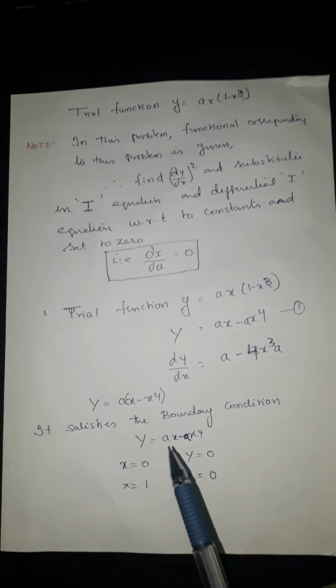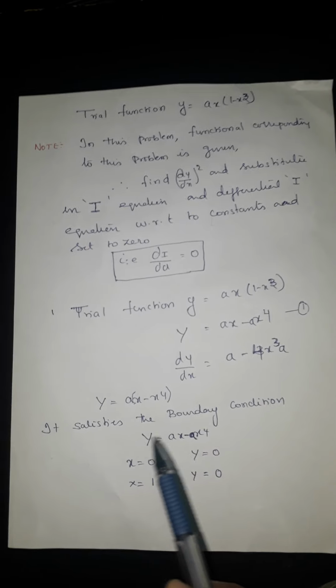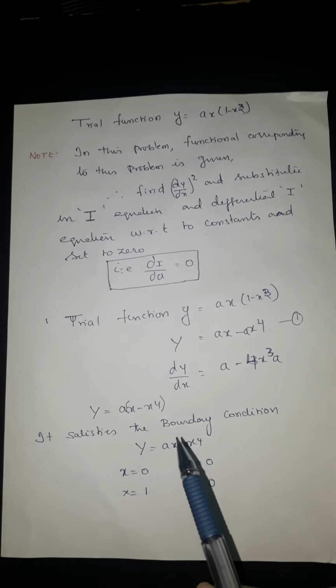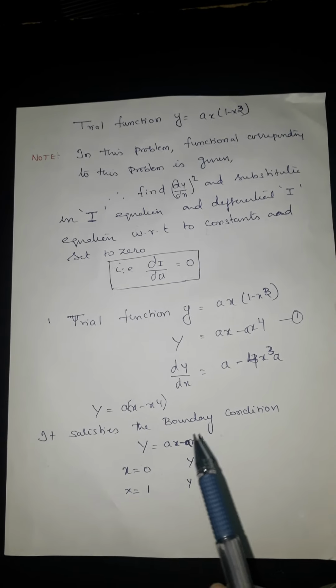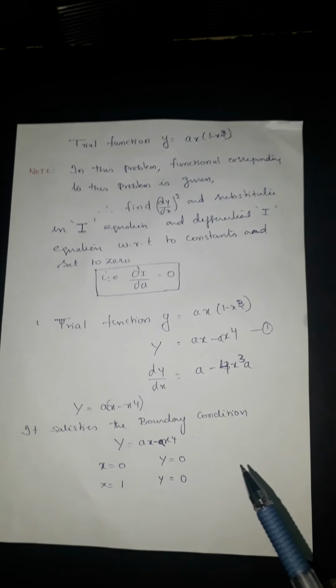Take the trial function y equal to ax minus x square, and check whether the boundary conditions are satisfied or not. Put x equal to 0 in this equation, and you will get y equal to 0, so the boundary condition is satisfied. Put x equal to 1 here, and the terms become a minus a, so y is equal to 0. So both conditions are satisfied.